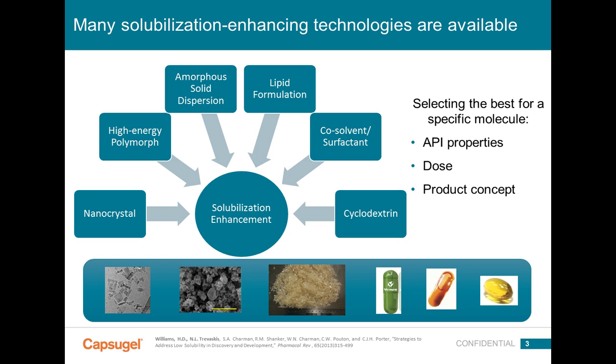I've compiled here a brief summary of the techniques in this graphic. The strategies for solubilization range from dissolution-based technologies, such as lipid formulation or cyclodextrin complexation, to trapping the drug molecule in a high-energy state, like for a polymorph or an amorphous dispersion. Selecting an appropriate technology for a given molecule can be guided based on the properties of the drug, and it's also important to take into account the projected dose for the drug, as well as the product concept and intended dosage form.